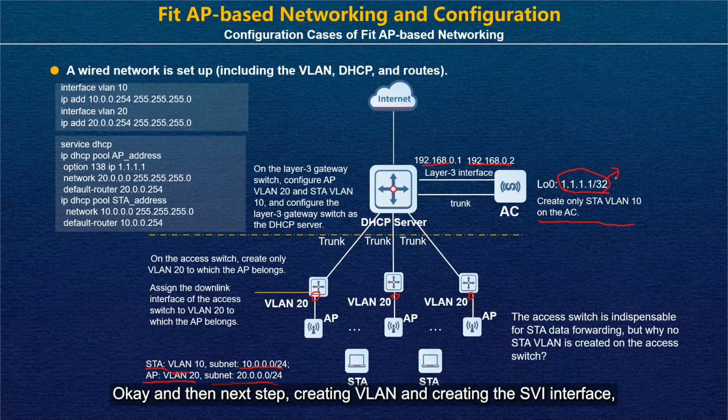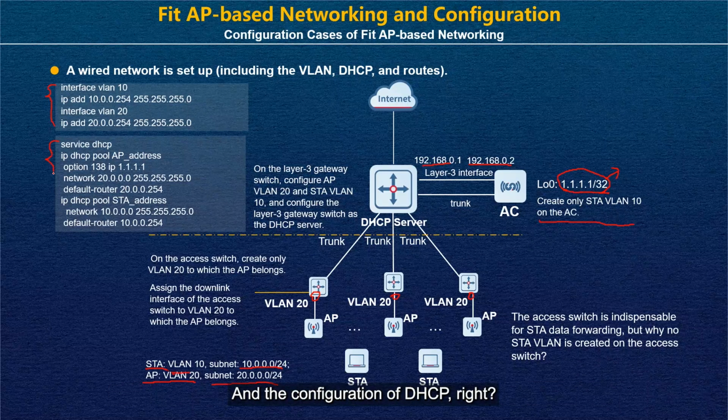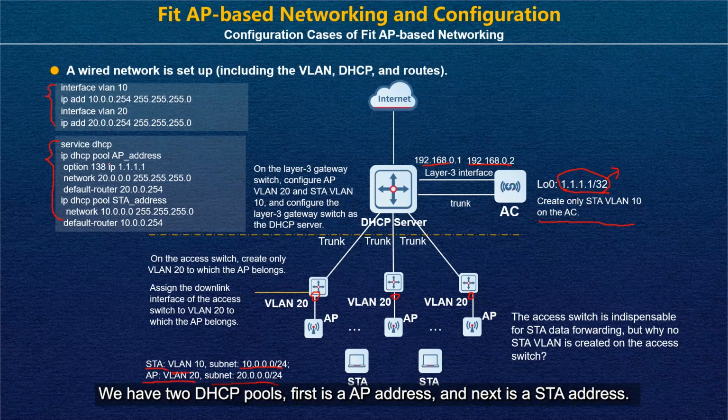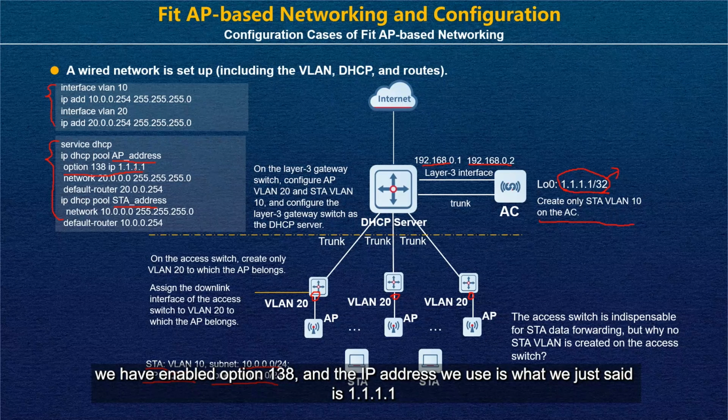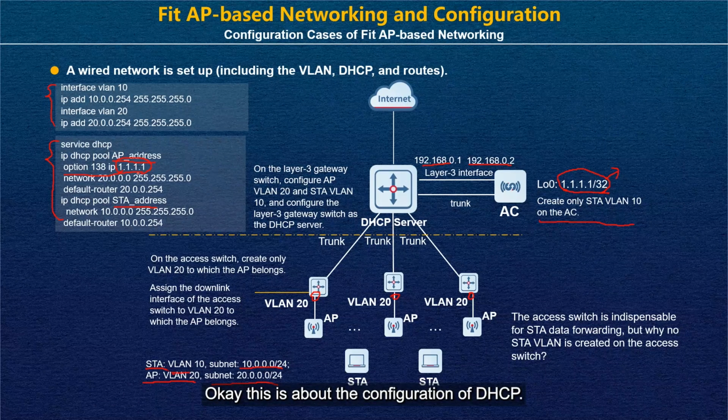Okay, and then the next step: create VLANs and create the SVI interfaces, and configure the IP addresses, right? That is what we are doing here. And the configuration of DHCP: we have two DHCP pools. First is the AP address pool, and next is the STA address pool. Both of them should have a gateway, right? And for all the APs, we have enabled option 138, and the IP address we use is what we just said, 1.1.1.1. Okay. This is about the configuration of DHCP.